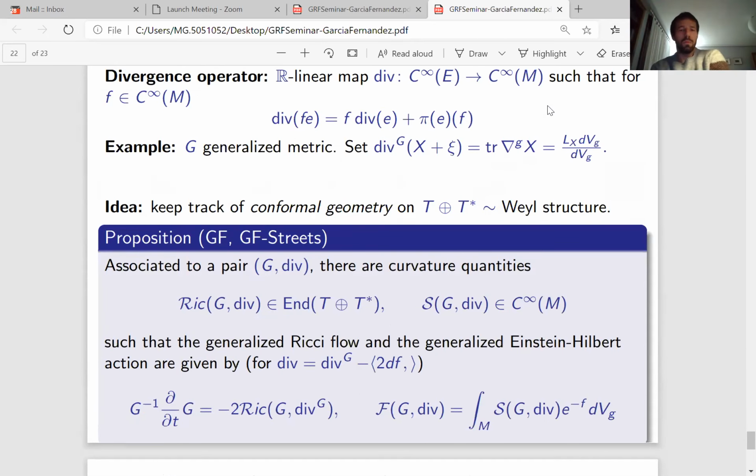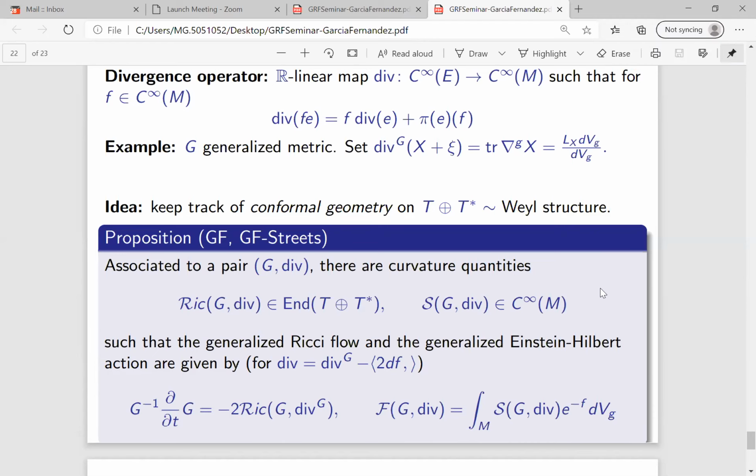Okay, so what I want to explain today is the following proposition. So associated to a pair (G, div) given by a generalized metric and a divergence, there are curvature quantities. One is a generalized Ricci tensor, which is going to be an endomorphism of tangent plus cotangent, which in some cases is going to allow us to define the generalized Ricci flow. And the other one is a generalized scalar curvature, a scalar, which is the analog of the scalar curvature in Riemannian geometry. And with these two quantities in hand, we should be able to describe, on the one hand, generalized Ricci flow, when we, in particular, take a generalized metric and its associated divergence, as in the example here. And on the other hand, the generalized Einstein-Hilbert action, which enables us to describe generalized Ricci flow as a gradient flow in some sense. Okay, so any questions so far?